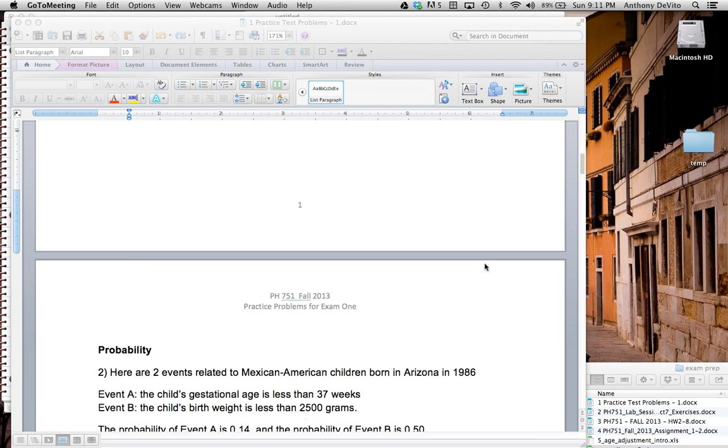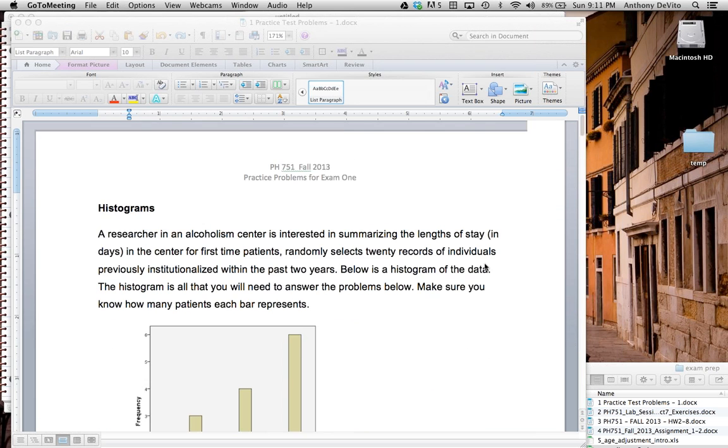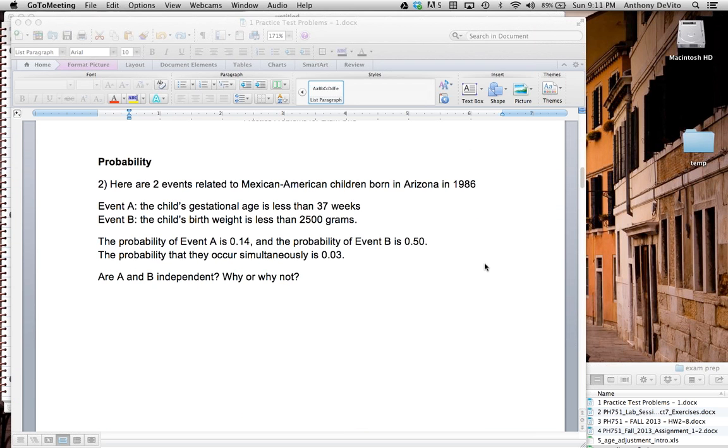Okay, so let's take a look at the next one. Okay, so now probability. There are 2 events related to Mexican American children born in Arizona in 1986. Event A, the child's gestational age is less than 37 weeks. Event B, the child's birth weight is less than 2,500 grams. Okay, in other words, we're looking at premature births.